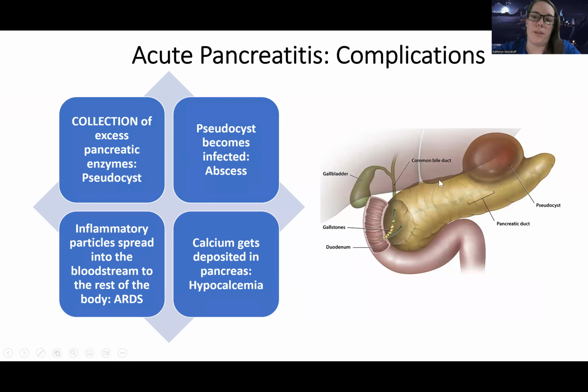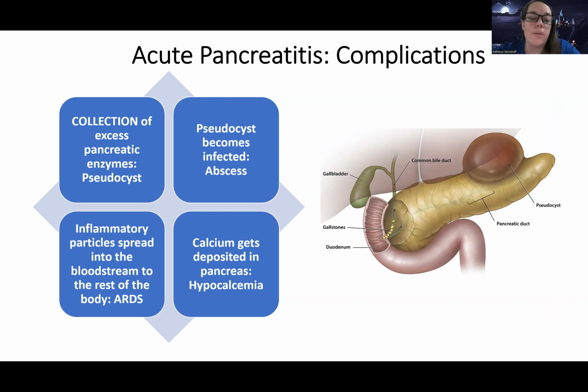So let's talk about these other complications. They can collect excess pancreatic enzymes in these little cysts. If they become infected, they can get an abscess. They can end up with systemic infection. This can burst. I talked about how they can spread into the bloodstream or the rest of the body, ARDS. We worry about sepsis and things like that, which is a bloodstream infection. Again, that can also travel to the lungs through the lymphatic system.